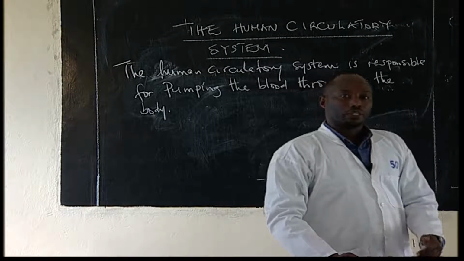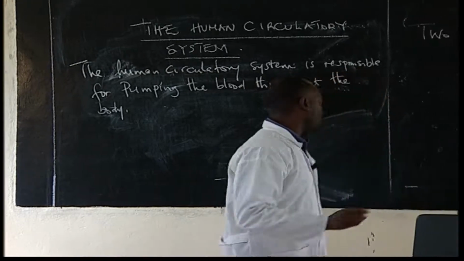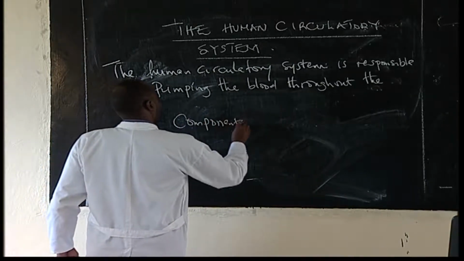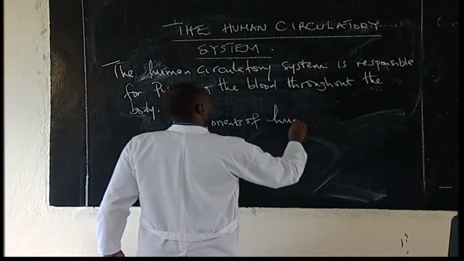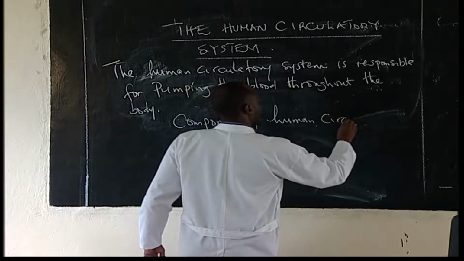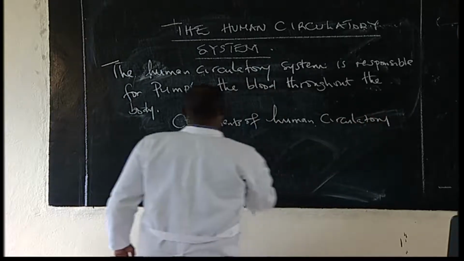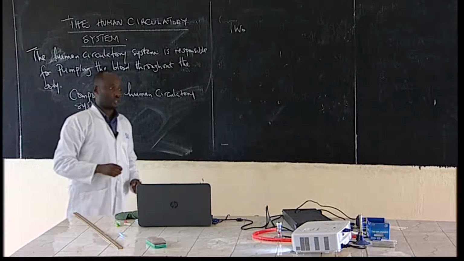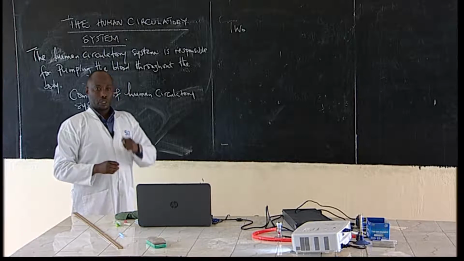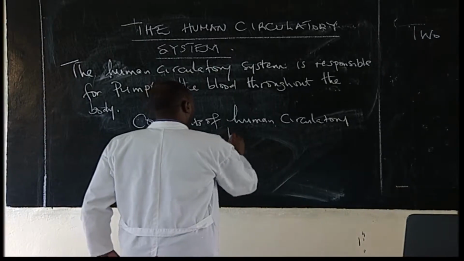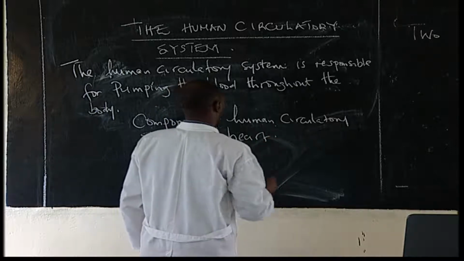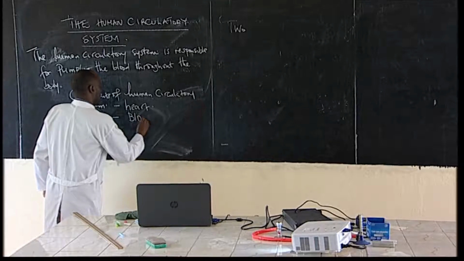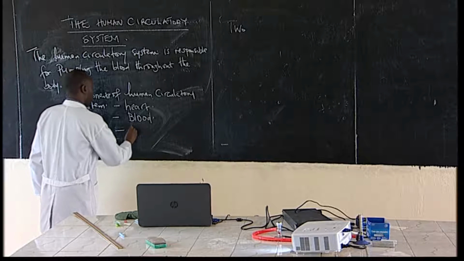And we talk about the major components of the human circulatory system. One student, think about it and tell me what are the major components of the human circulatory system. Good. We have the heart as an essential part that's responsible for pumping blood to different parts of the body. Second, we have the blood. The third, we have the blood vessels.